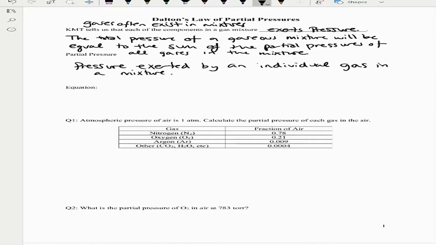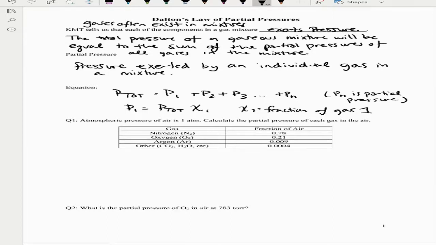There are two equations that we use. The first one is that the P total equals the sum of each individual pressure, so P1, P2, P3, all the way up to Pn, where Pn is a partial pressure. And the second one is that the partial pressure can also be defined as the total pressure multiplied by the fraction of gas 1, and the fraction of gas 1 is represented by x1.